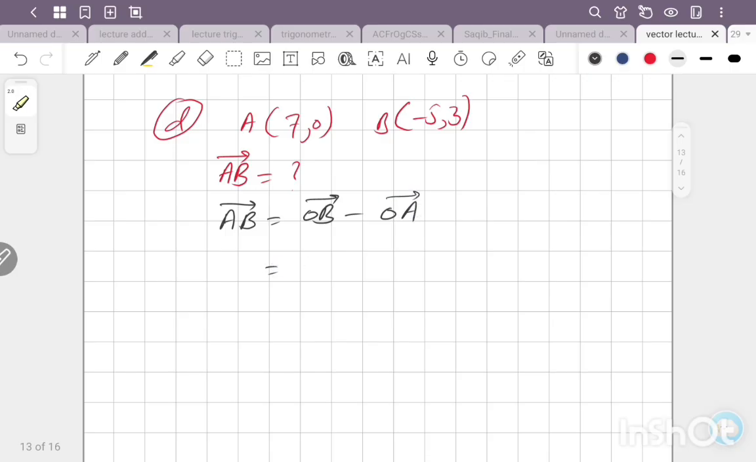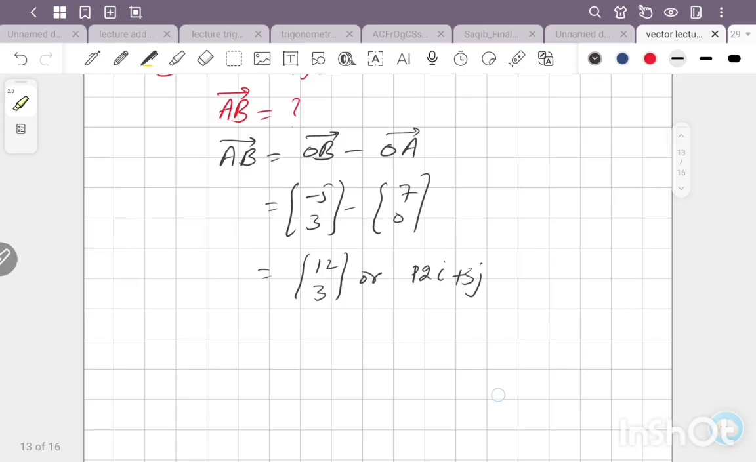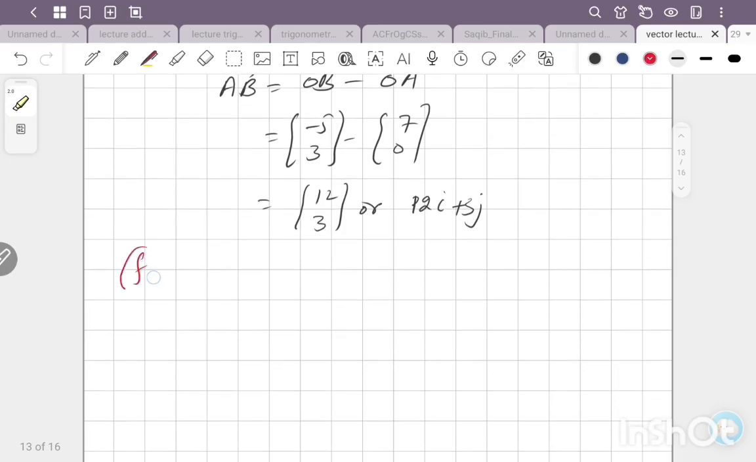Now what is OB? We know that OB is (minus 5, 3), minus OA which is (7, 0). So we can write minus 5 minus 7, it will be minus 12, and 3 minus 0, it will be 3, or we can write it as minus 12i plus 3j. Hopefully dear student you understand this question. Now next we have part F.